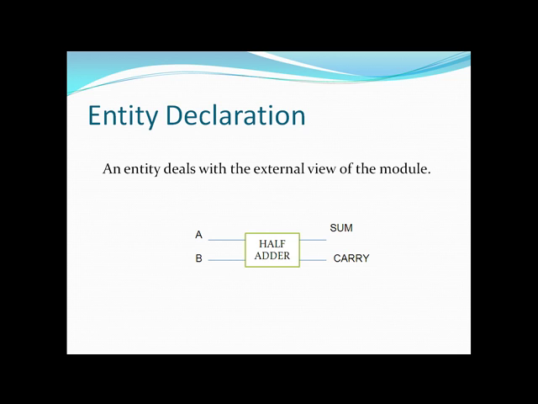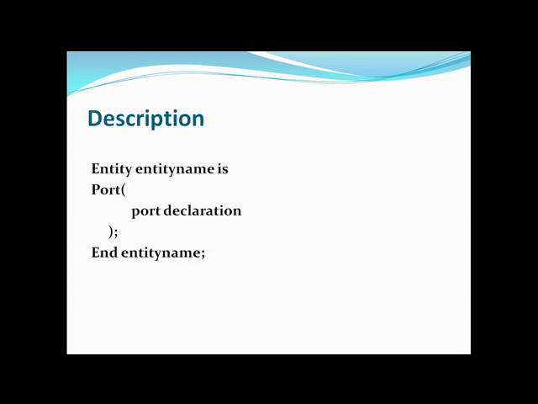We just consider the half adder. Here A and B are given as the input and we are getting sum and carry as the output. So the entity part deals with A, B and sum and carry, which we are calling the inputs and outputs.